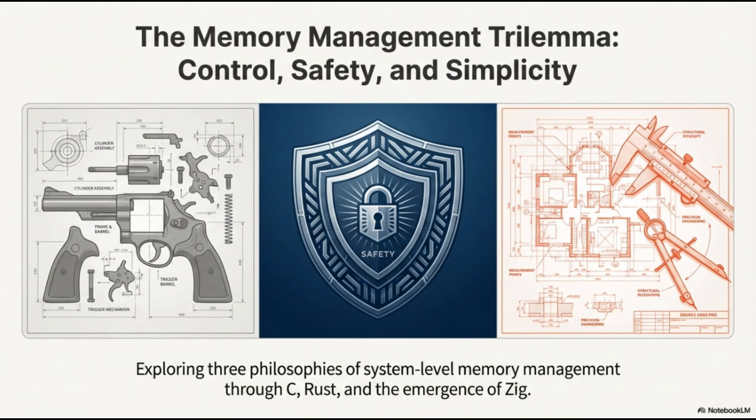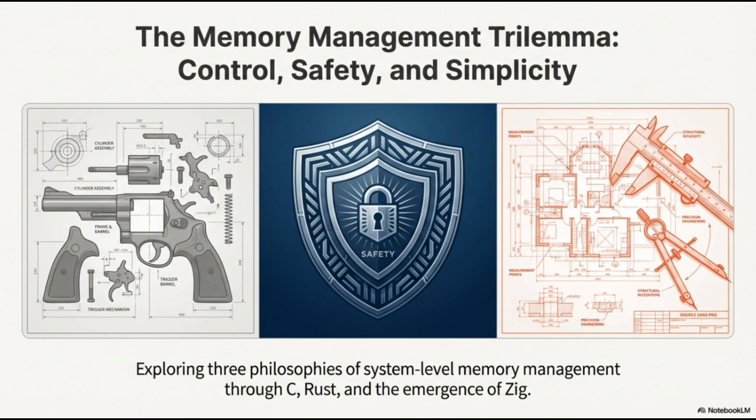Represented here by the intricate blueprint of a mechanical device, C gives the programmer absolute power over every byte of memory. It is raw and efficient, but it places the entire burden of safety on the developer's shoulders. In the center, we have safety, the hallmark of Rust. Symbolized by the reinforced shield and padlock, Rust uses a sophisticated ownership and borrowing system to provide memory safety guarantees at compile time. It protects the developer from common pitfalls like null pointer dereferences or buffer overflows, though often at the cost of increased language complexity.